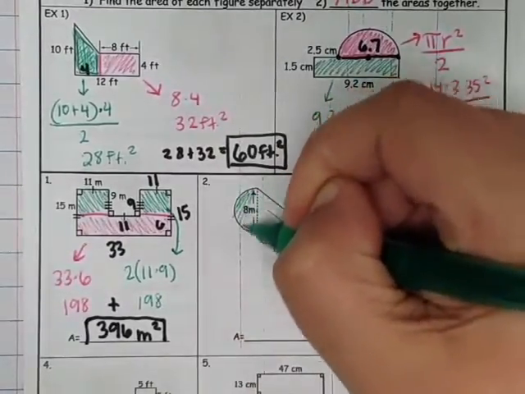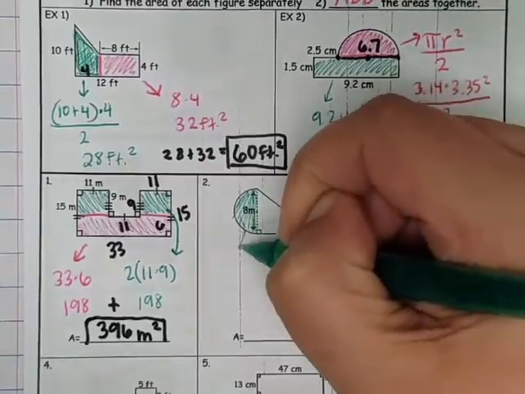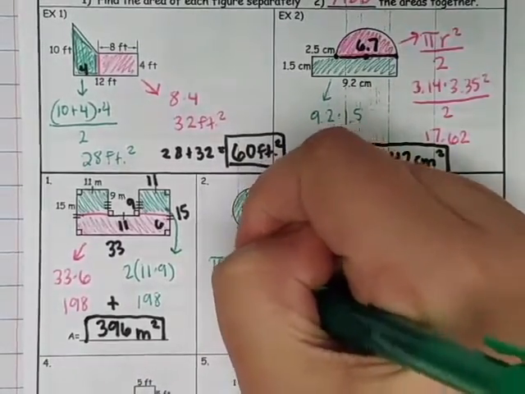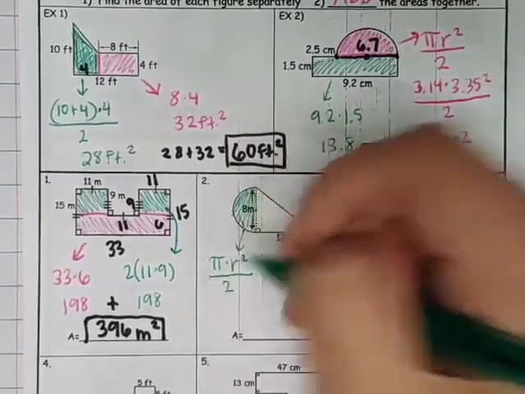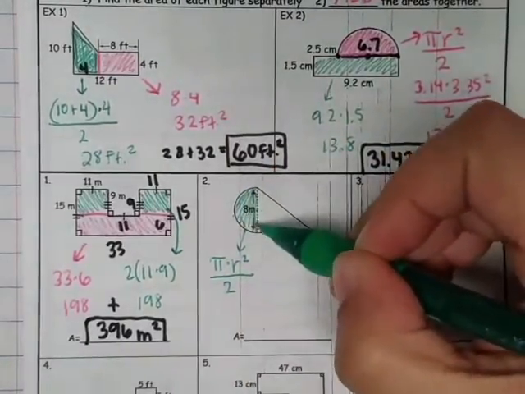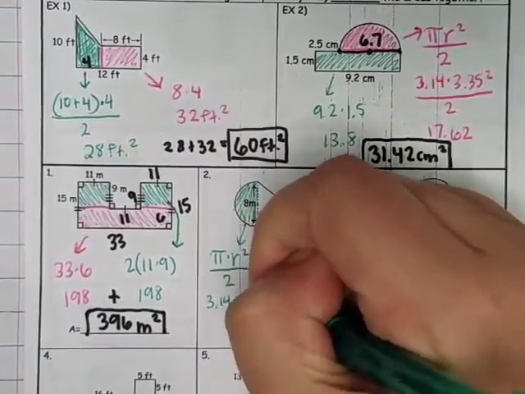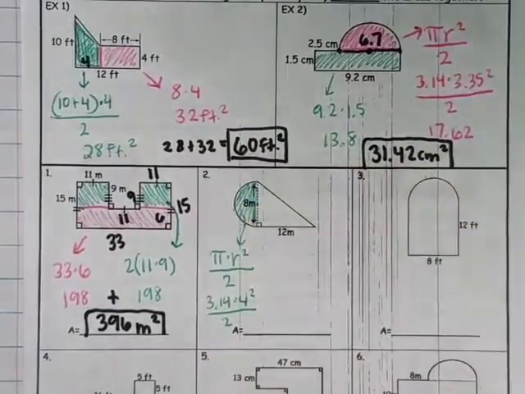And notice how I am using 2 different colors. I can kind of separate my work. So semicircle, again, is you just find the area, so pi r squared, but then cut it in half. So if this whole thing is 8, that means the radius is 4. So 3.14 times 4 squared divided by 2.